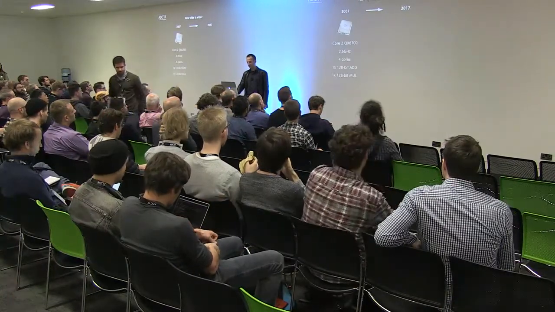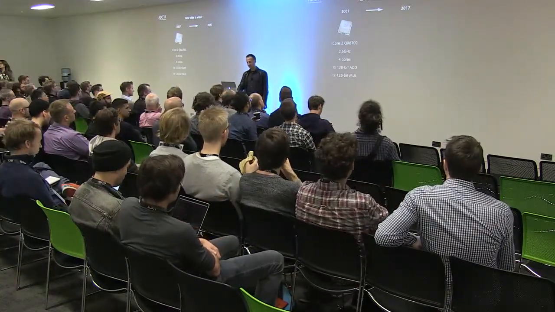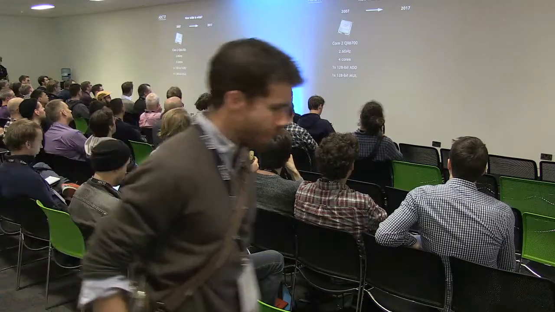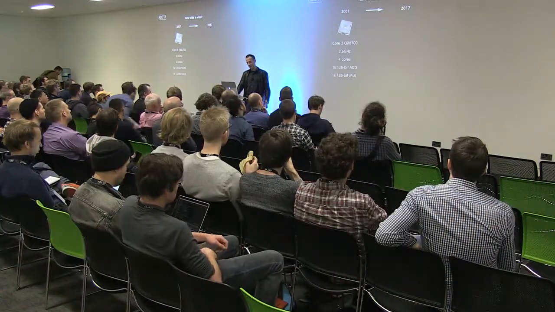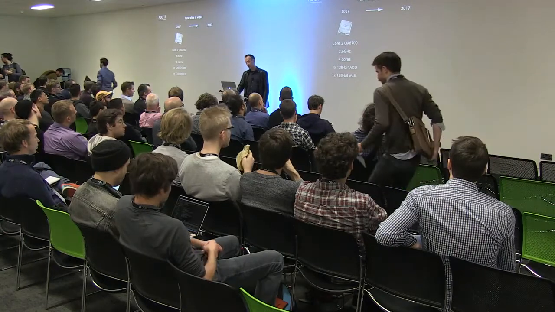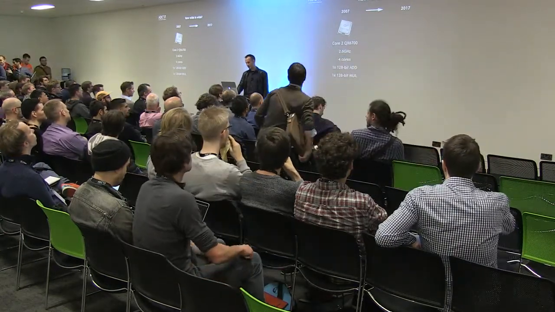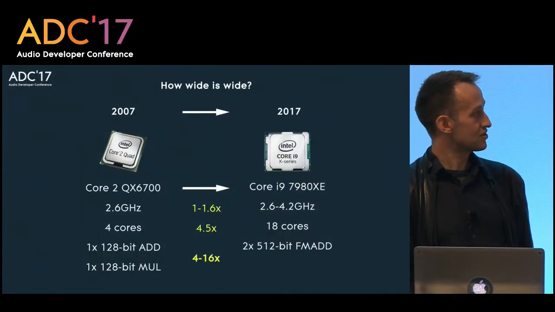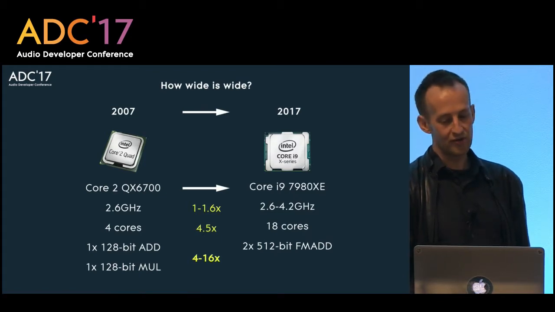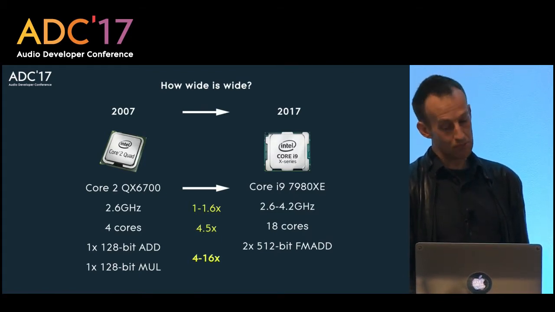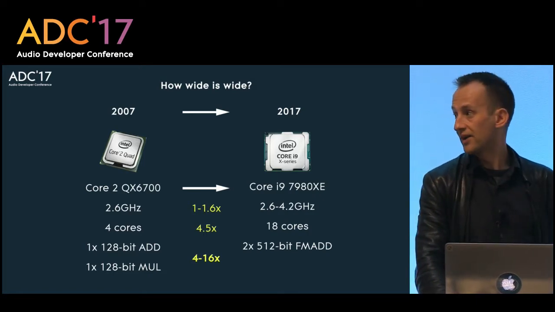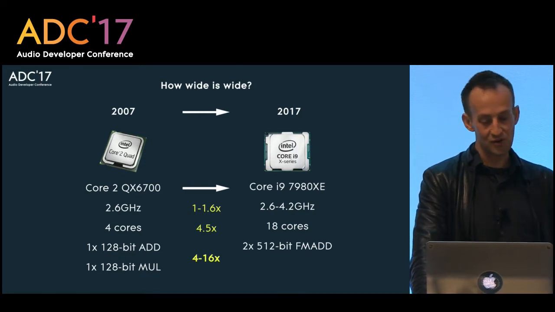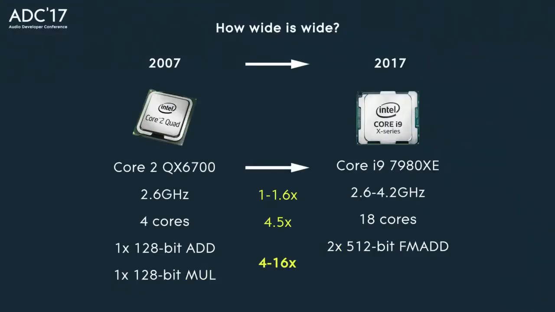Well, here's the state of the art in 2007, 10 years ago. So this is a 4-core processor. It was 128 bits wide in terms of its vector units. That is to say it can process 4 32-bit floating point numbers at a time. In 2017, well, you can see in terms of clock speed, it's not a lot faster. It's got about 4 times as many cores, but it's much, much wider. In fact, it's actually wider in terms of SIMD lanes than this auditorium is wide.